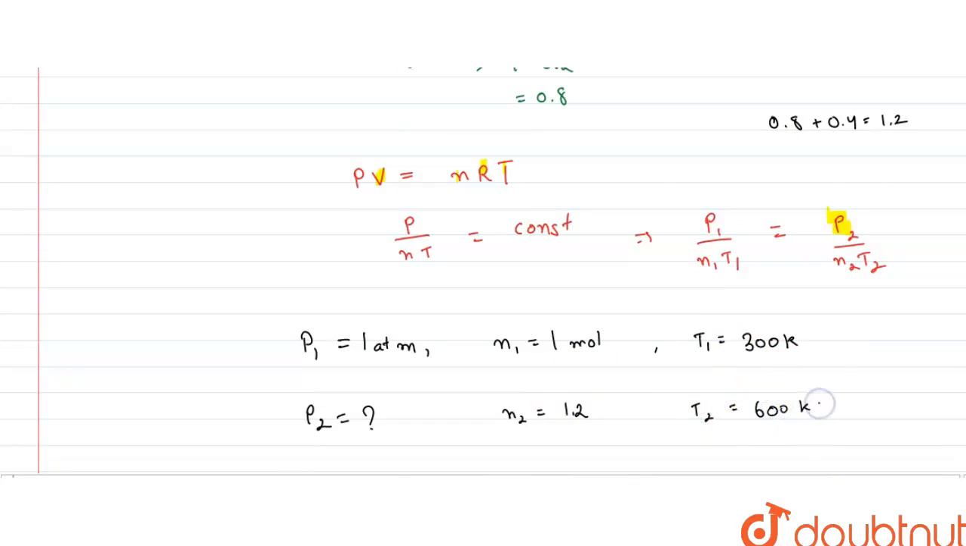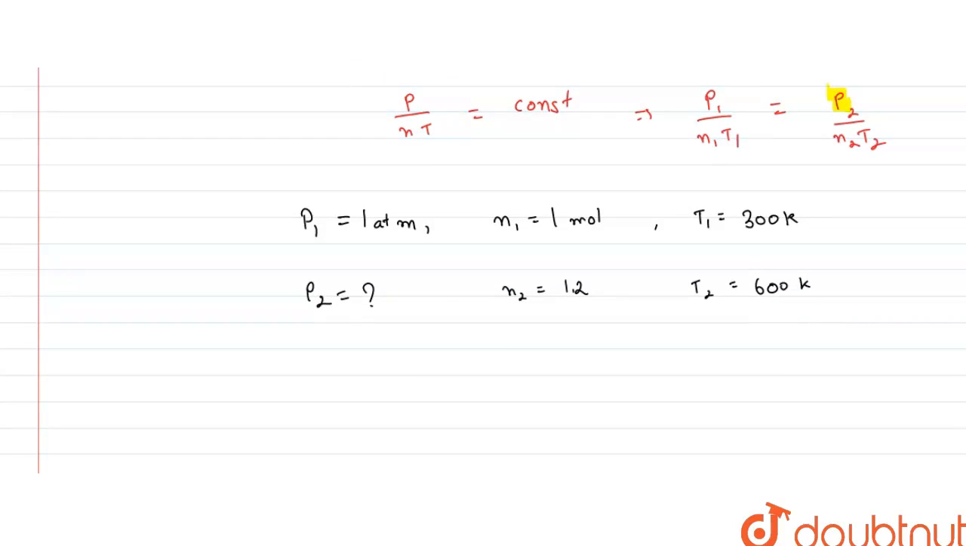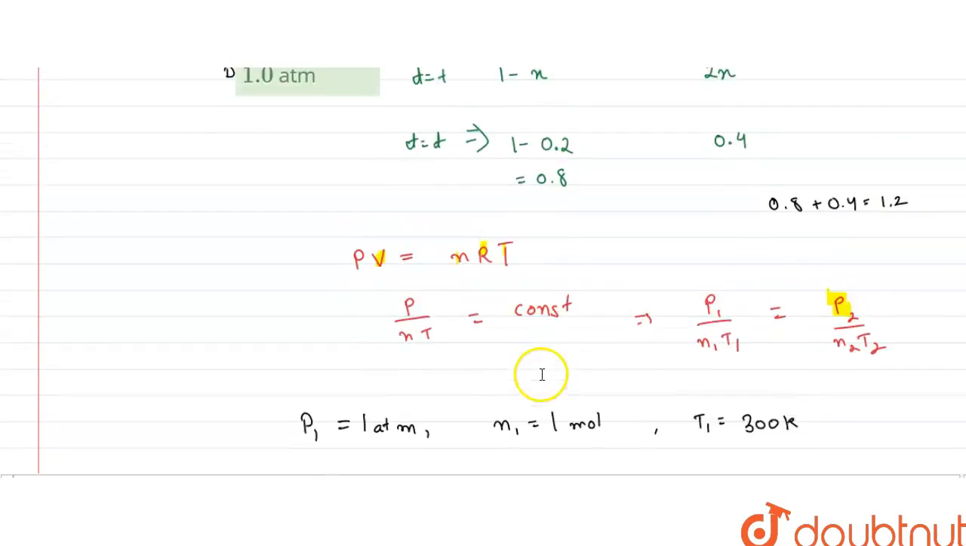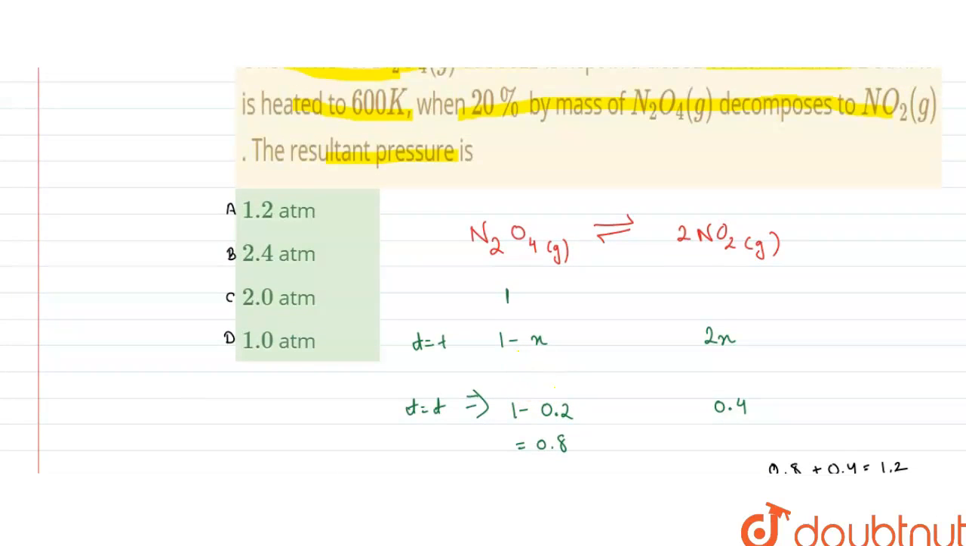So now let me substitute the values and find out P2. So this will be 1 upon 1 into 300 to be equal to P2 upon 1.2 into 600. So on solving this, we get the value of P2. Let me write. P2 comes out to be 2.4 atm. So from here I can write that 2.4 is correct, that is option B is the correct answer. So with this we complete the entire solution.